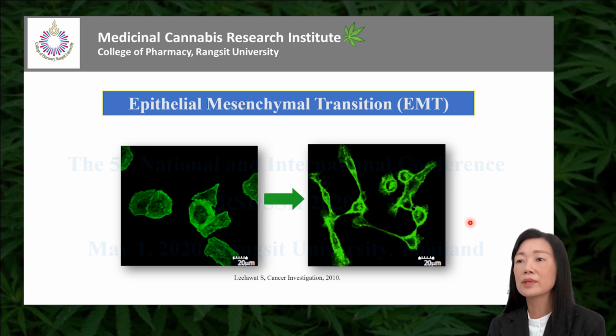This figure shows actin polymerization under a fluorescence microscope. Mesenchymal cells show a high level of actin polymerization and pseudopodia formation.